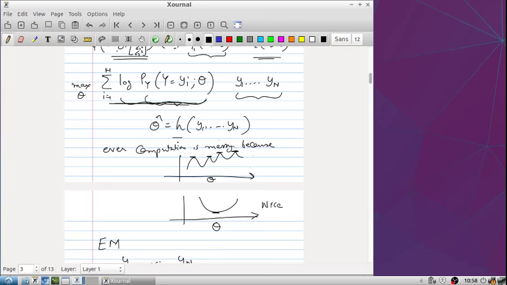But then the issue is, where do I start from? And that's an issue with EM. EM is a local hill climbing method, if you want to call it that way, because if you start from here, you hit here, but you never know what the actual observed data maximizing parameter set is.